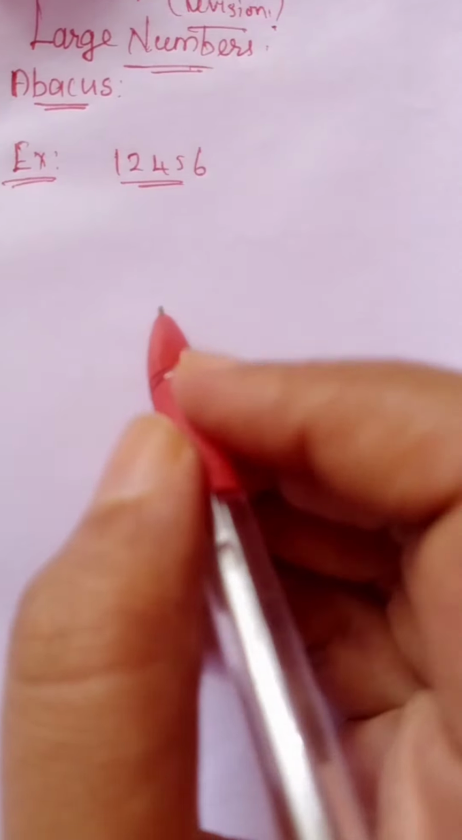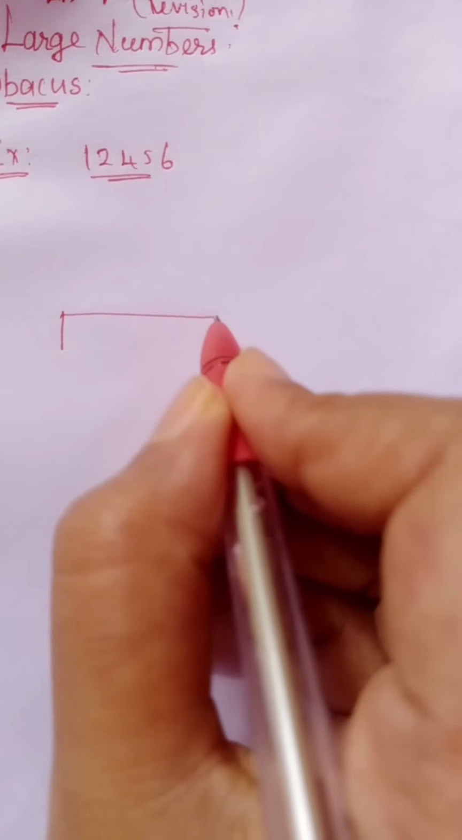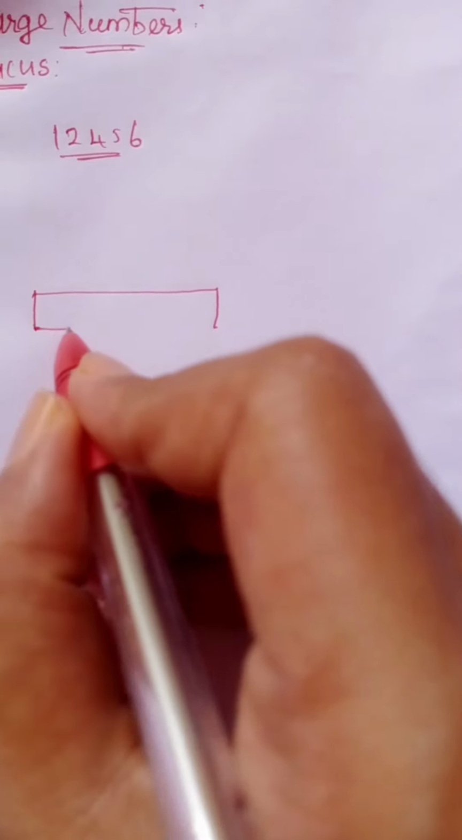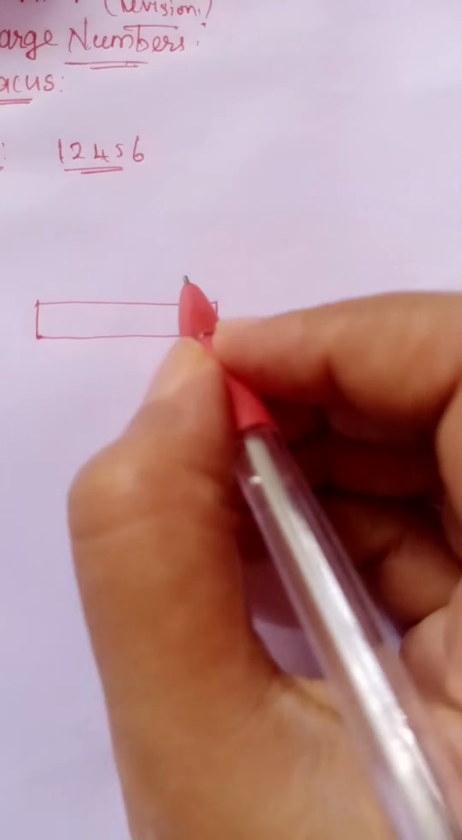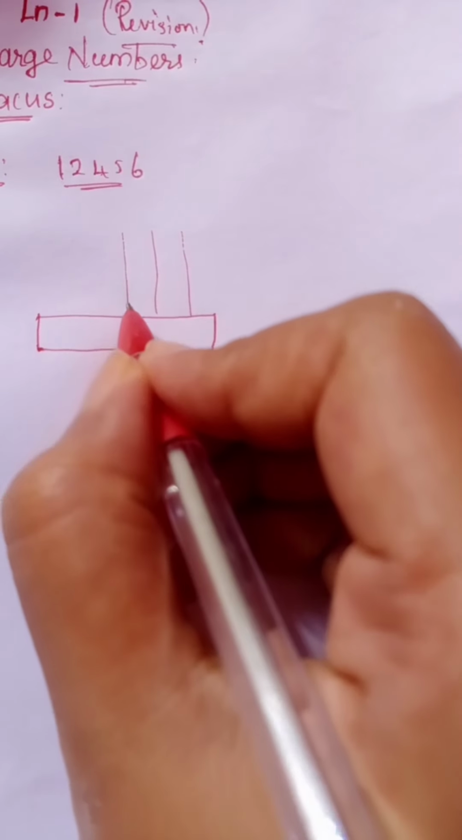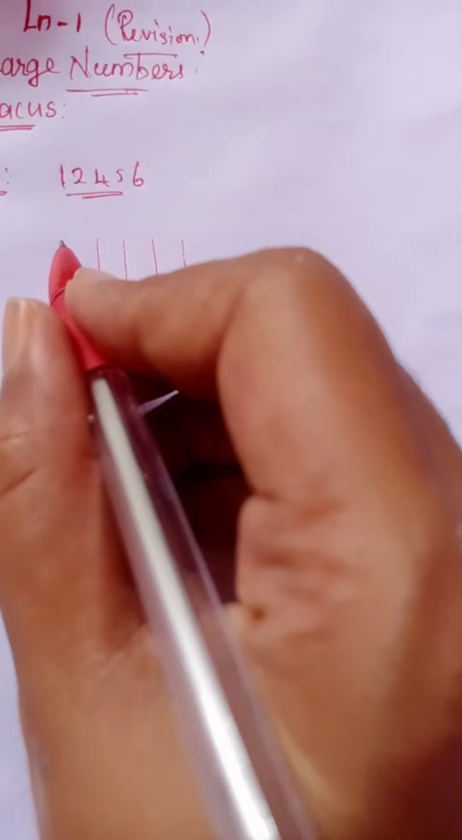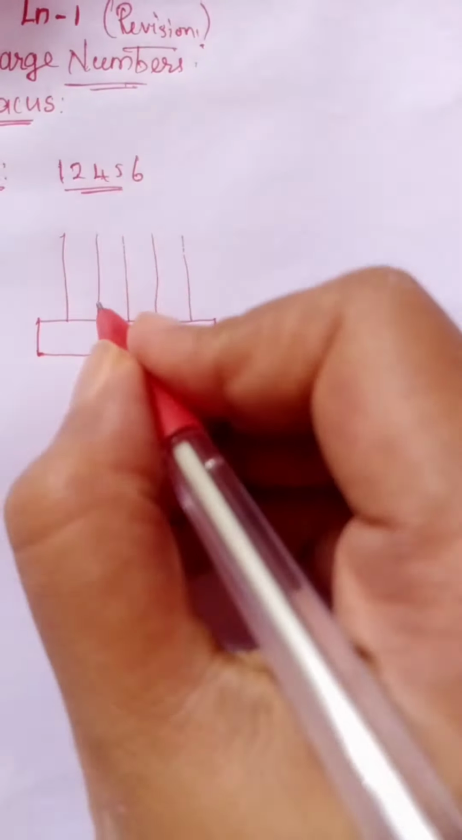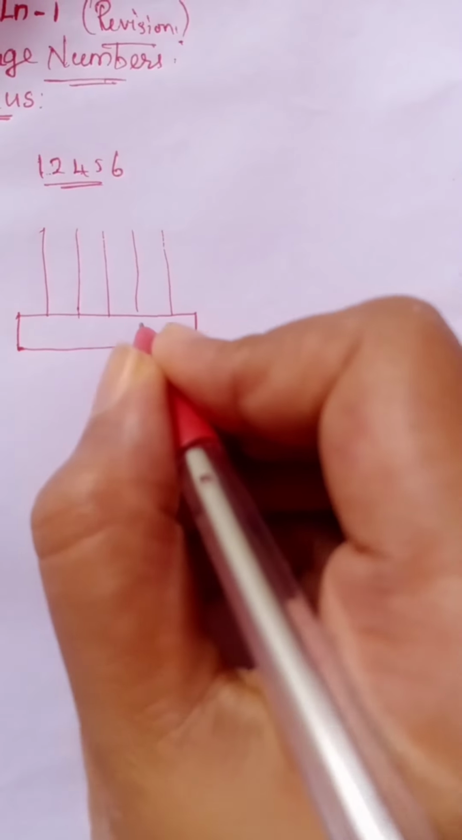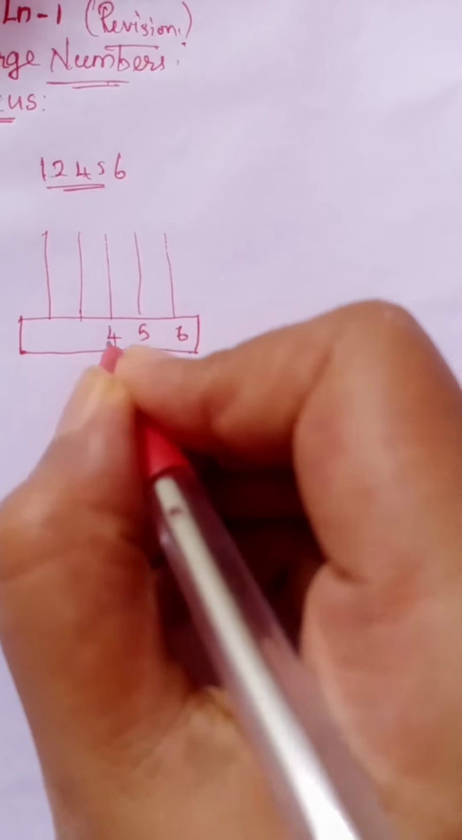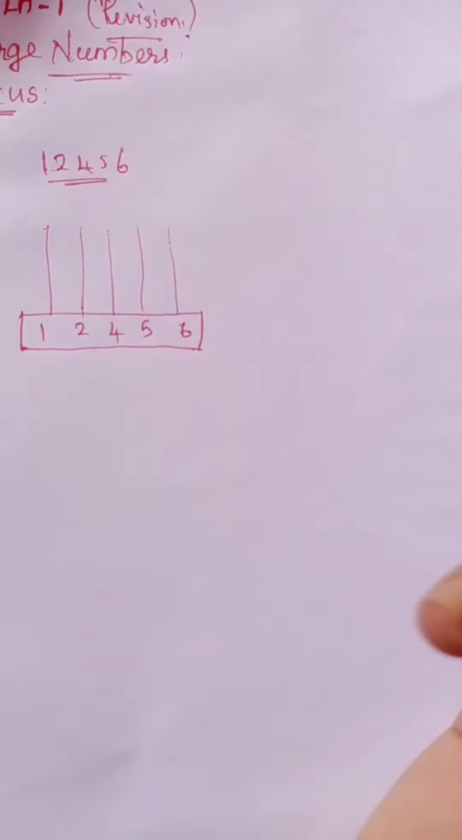Yeah, a 5-digit number, is it? First you have to draw the box like that. Then just count the number. How many digits are there? 5 digits. So you just draw 5 lines here, which means spikes. 5 spikes here, okay? That's it. Now you just write all the numbers one by one: 6, 5, 4, 2, 1.